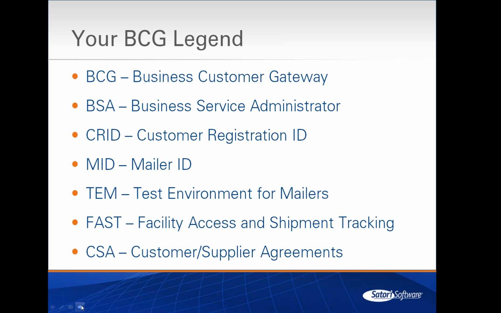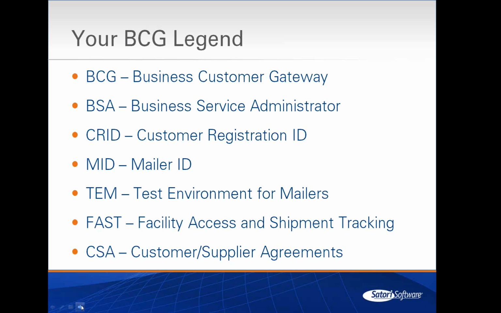And what that is, that's a testing sandbox that allows you to test your electronic documentation before you start submitting it live into production. The next acronym is FAST, and this is called the Facility Access and Shipment Tracking System. FAST is a way for you to be able to schedule your mail drops off at the post office so that they know that your mail is coming.